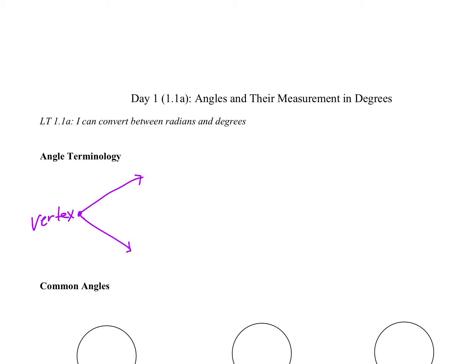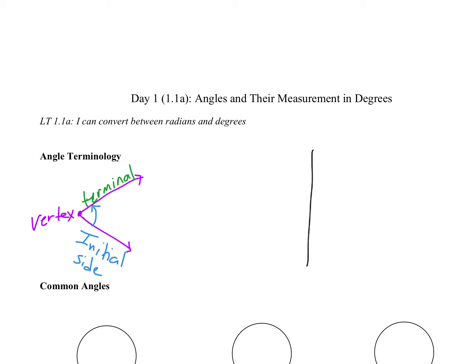But then what might be new to you is we are going to pay attention to the direction that the angle is going. And the side that it starts on is what we call the initial side. And then where it ends is the terminal side. Which makes sense, right? Initial, terminal, not crazy, right? So that's just kind of a generic angle.